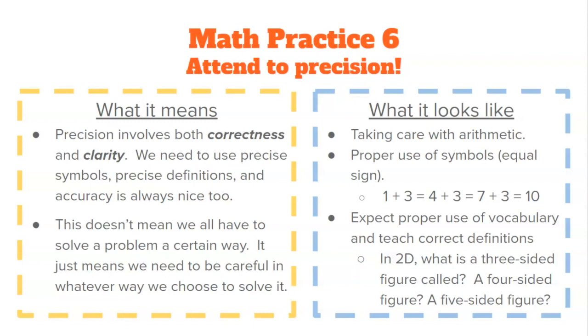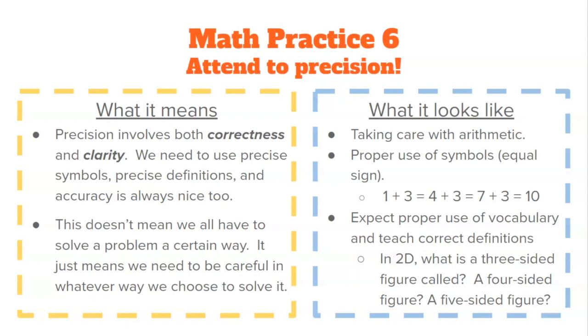So what does it look like in the classroom? We need to make sure we're taking care with arithmetic, obviously. I would say that probably 90% of the mistakes that I have in middle school are with negatives because they lose the negative somewhere along the line. It's that precision that is really helpful. Proper use of symbols, like that equal sign. The equal sign is really, really important. We need to make sure that we are using it correctly. And this is a non-example, so please understand that. That is a non-example. Expect proper use of vocabulary and teach the correct definitions.